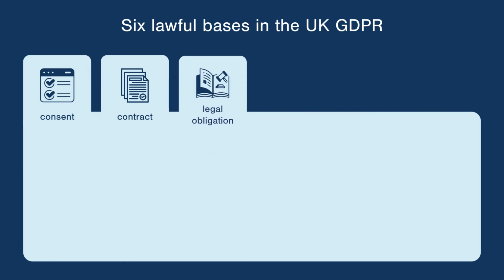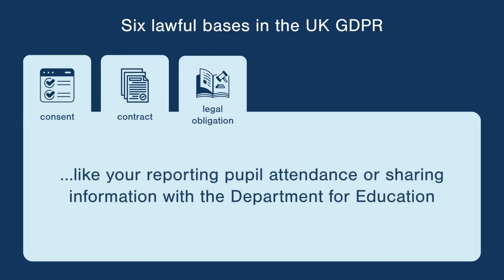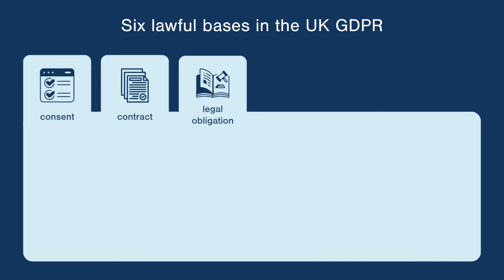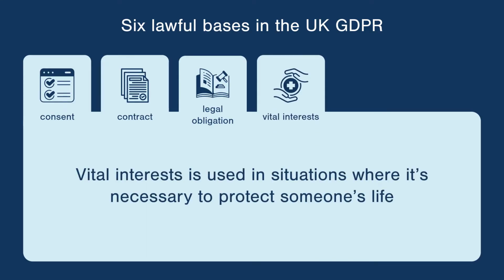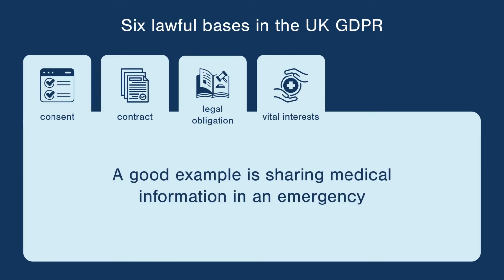Then there's legal obligation. This applies when the law says you must do something, like you're reporting pupil attendance or sharing information with the Department for Education. Vital interests is used in situations where it's necessary to protect someone's life. A good example is sharing medical information in an emergency.